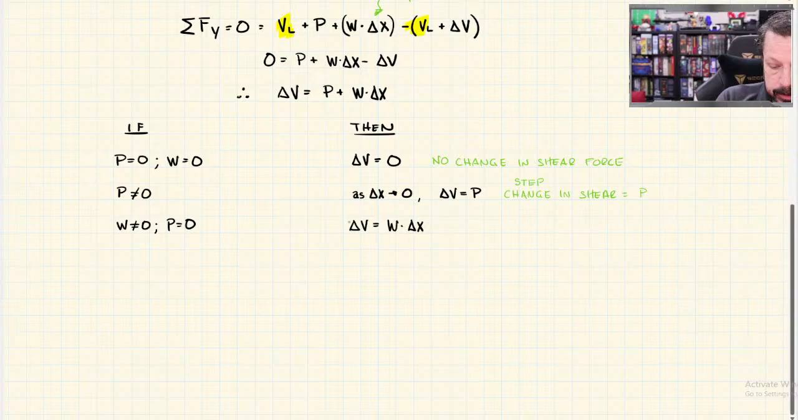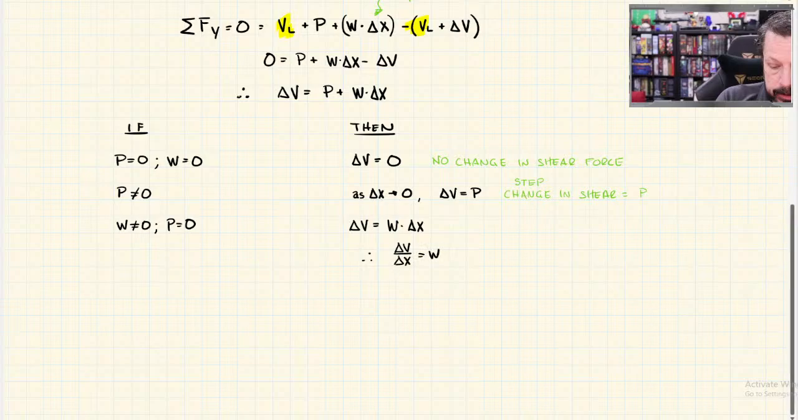And again, W could be a function of X. It doesn't have to be just a single number like we've been doing. It could be any kind of equation in there. So what I could do here is I could just rearrange this thing and say delta V over delta X equals W.